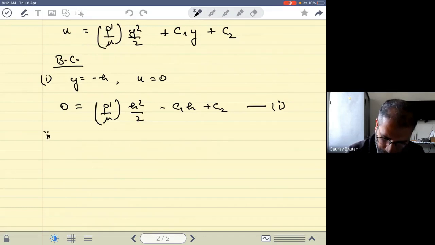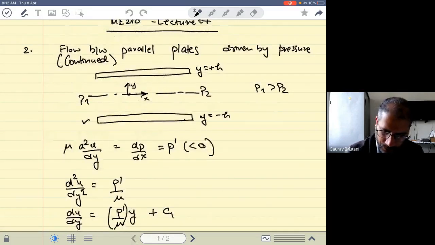And the second boundary condition we have is in the top plate, that is at y equal to plus h, our u is again equal to 0, because we'll also apply the no slip condition on the top plate.